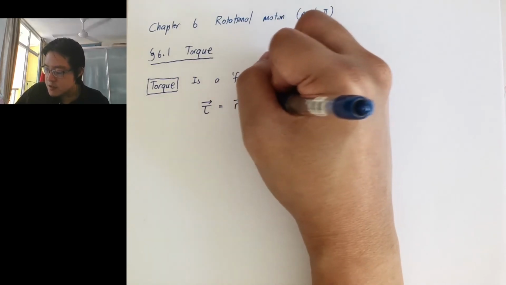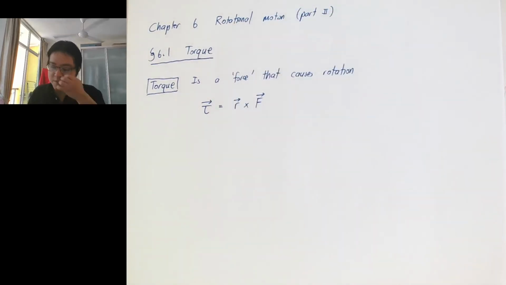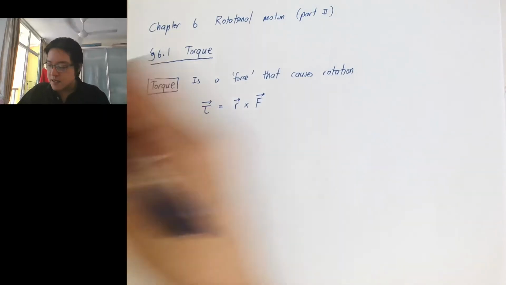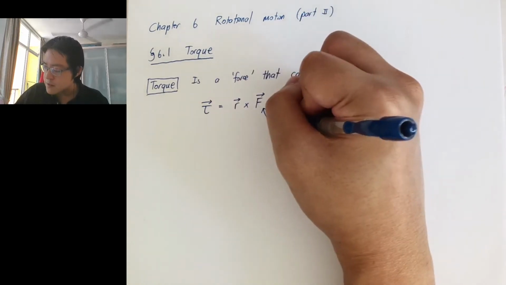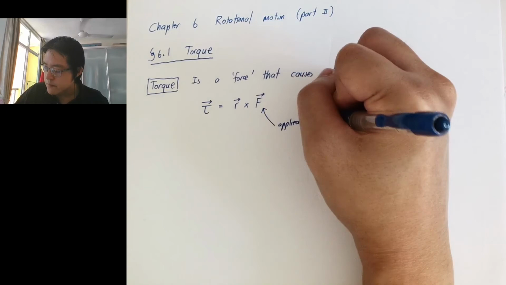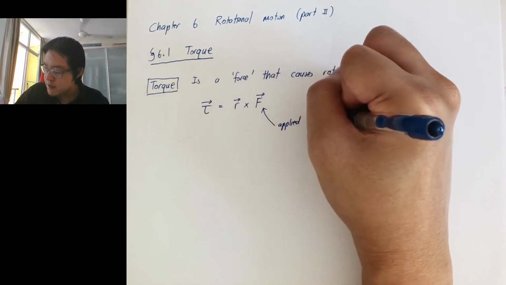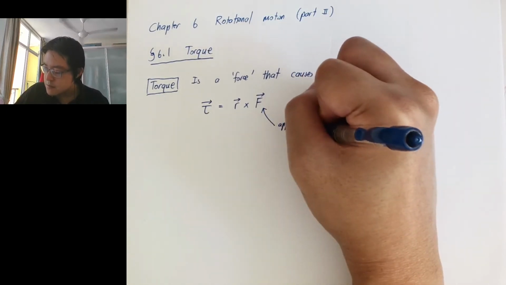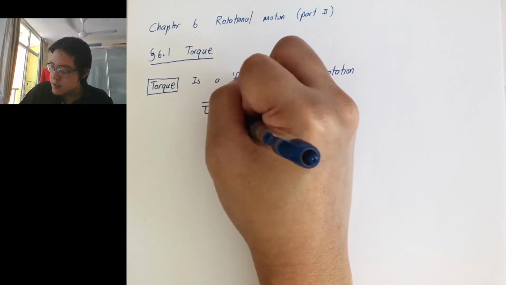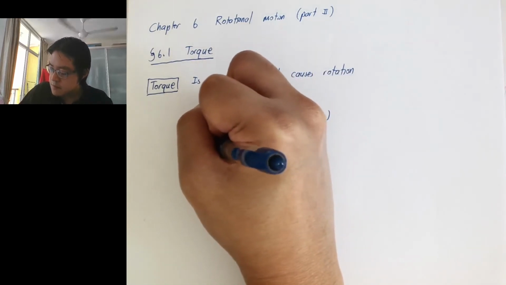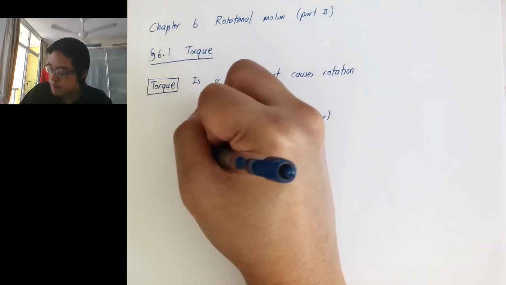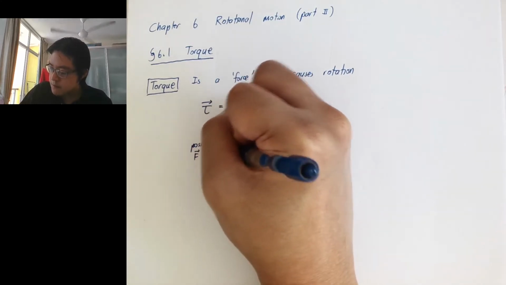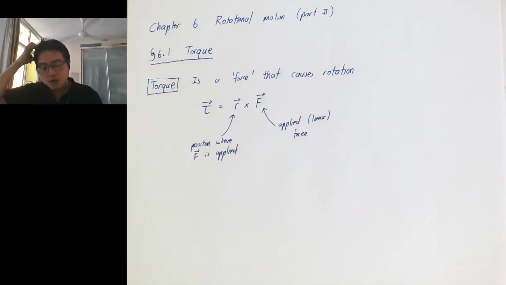It is the cross product between the position and the force. So what is R? R is the position, F is the applied force, and of course this is the linear force. And R is the position where F is applied. So what does that mean?